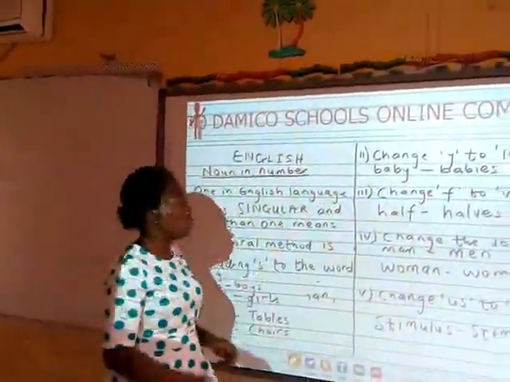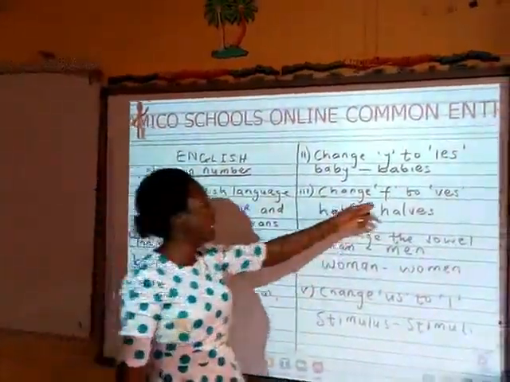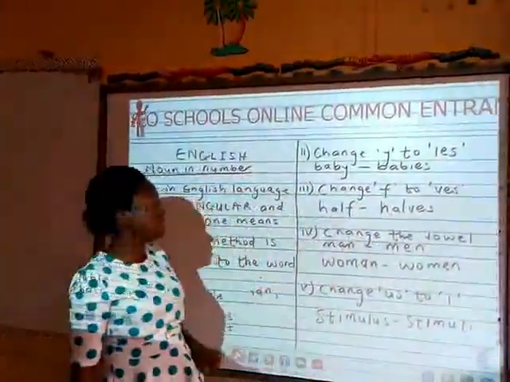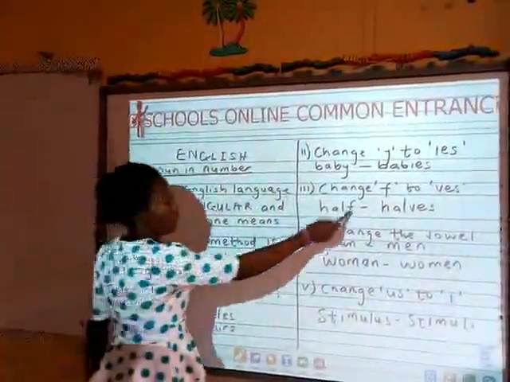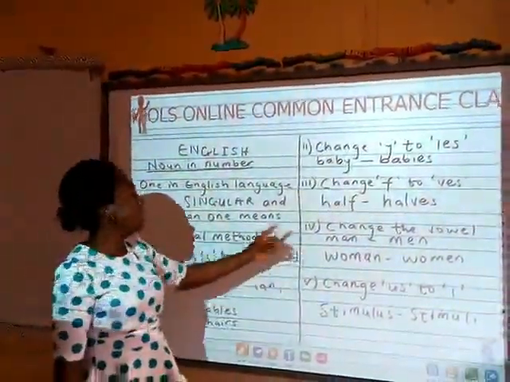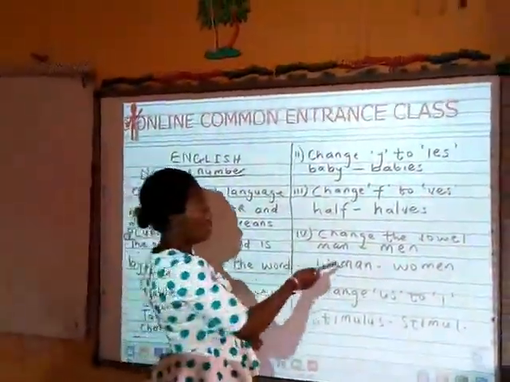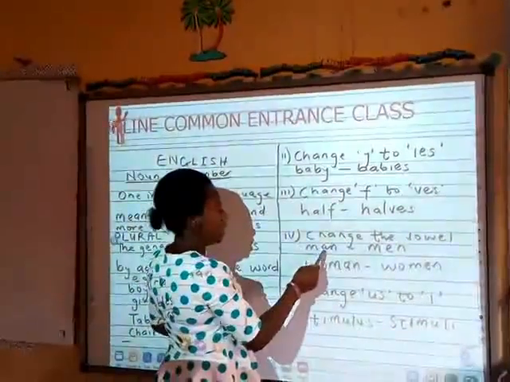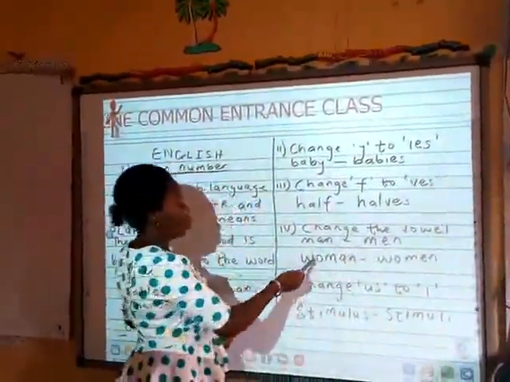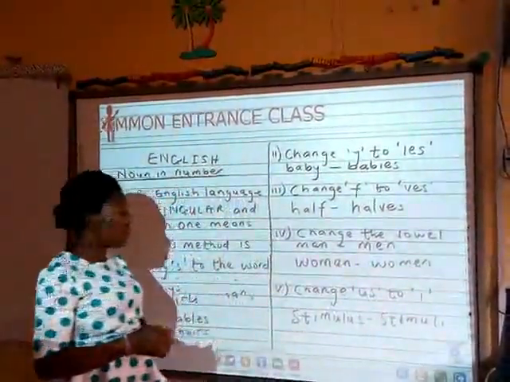The third one is when a word ends with F or FE. You change the F to VES, like we have it in the example. Half. You remove the F and you replace it with VES. The next method, you change the vowel. Changing the vowel in the word. Man, you change the A to E. And woman, you change the A to E. So that is another method.